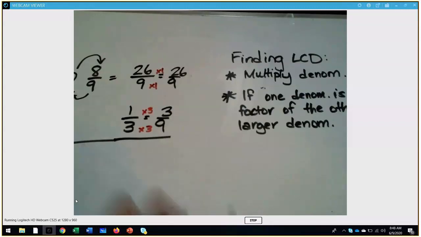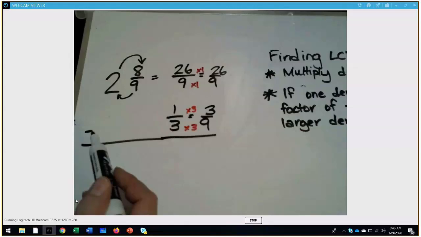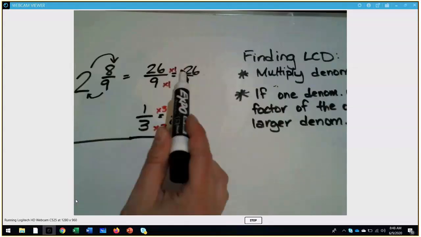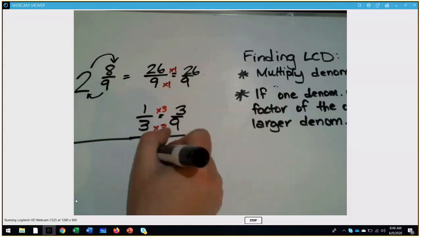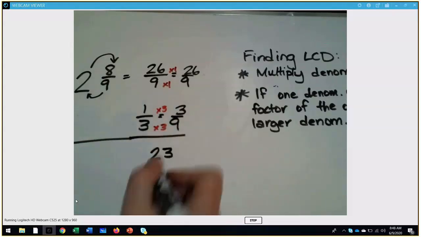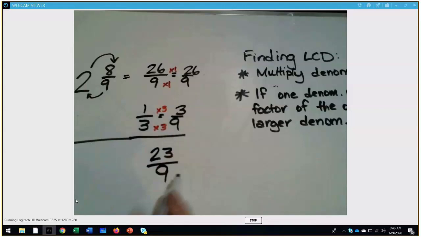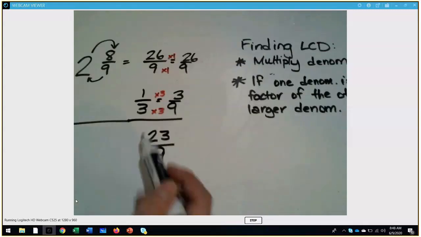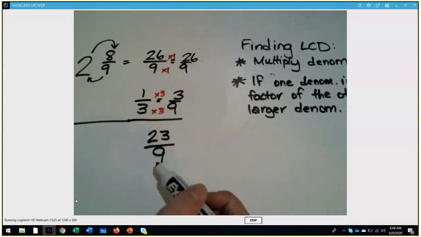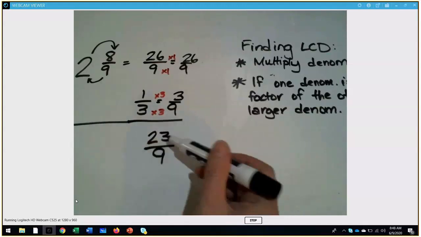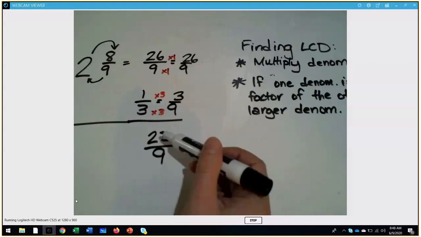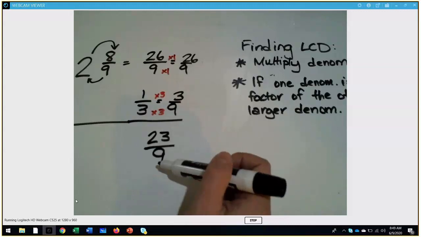Now watch out. We were subtracting from the beginning here, so I need to subtract 26 minus 3 is 23. Keep the denominator, and then reduce it at the end if you can. One more note about reducing. It can be improper or a mixed number in this case. The problem is I can't get this any smaller. So this is a reduced improper fraction, just like the last one was.